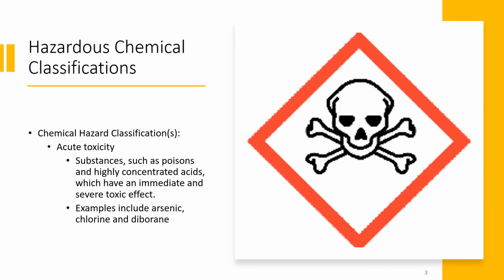Let's look at the first one here, acute toxicity. For those who are listening only and not viewing, this is going to be the diamond with the skull and crossbones, basically the pirate flag. These are going to be substances such as poisons and highly concentrated acids. When we think about that, we think about things like arsenic, diborane, chlorine, just ones like that, which are either a concentrated acid or a poison.